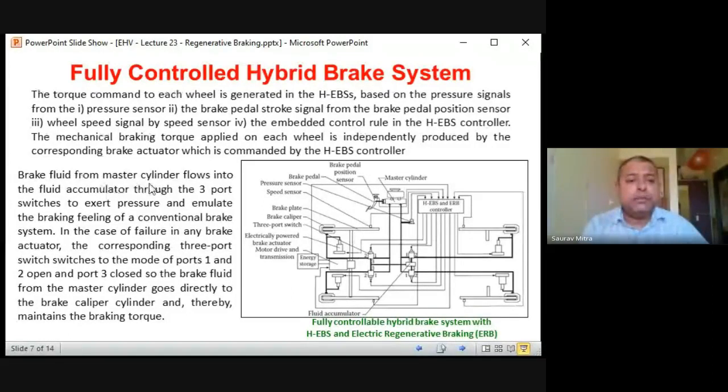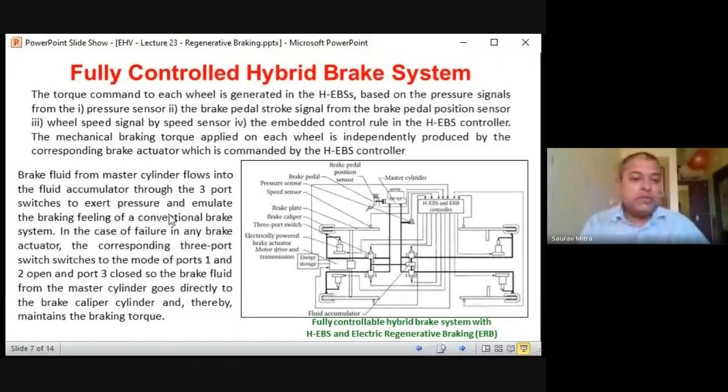Brake fluid from the master cylinder flows into the fluid accumulator through the 3-port switches. So this 3-port switch is controlling how much fluid will be entering the fluid accumulator. Okay, so this is again another control, which is controlled by this HEBS system. So the 3-port switch exerts pressure to emulate the braking feeling of a conventional brake system. Okay, so this is the master cylinder inside which all the fluids are stored. So this HEBS is controlling the master cylinder also. So this brake fluid is controlled by 3-port switches to exert pressure and emulate the braking feeling of a conventional brake system.